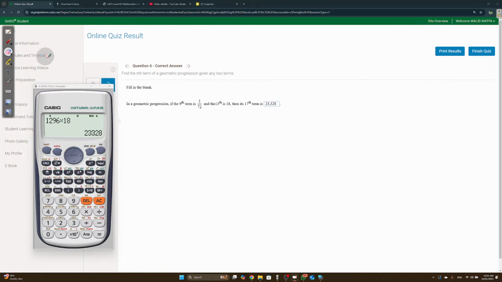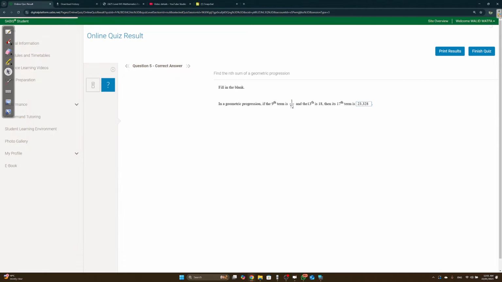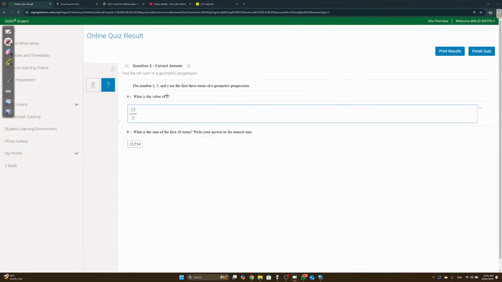But anyway, question 5. The numbers 2, 5, and x are the first 3 terms of a geometric progression. What's the value of x? Obviously, if it's geometric, you need to know the ratio, right? X is just the ratio times 5. What's the ratio? 5 divided by 2 is 5 over 2. So x is equal to 5 over 2 times 5, so it's 25 over 2.